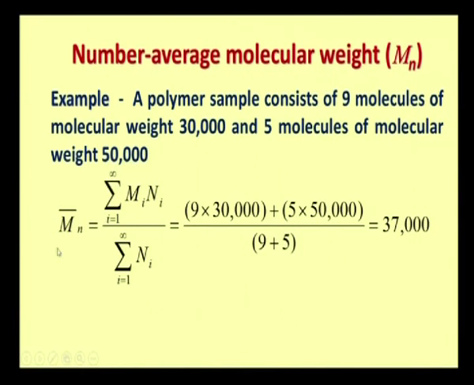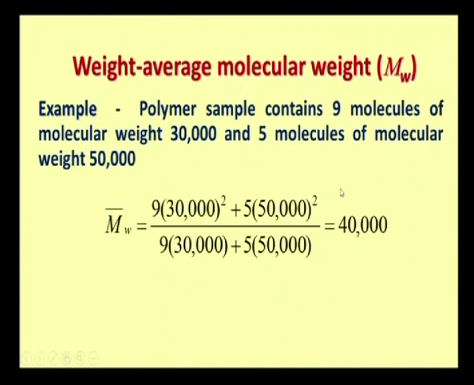Now, by making use of the basic formula, Mn bar, number average molecular weight, is given by sigma NiMi, which is nothing but 9 into 30,000, where 9 is the N1 and this is your M1, plus N2 M2, where 5 is the number of molecules containing 50,000 molecular weight, whole divided by total number of molecules, which is nothing but 9 plus 5. So directly this gives an answer of 37,000. So 37,000 is the number average molecular weight of this polymer sample. This could be extended to any numbers if you know the different numbers of molecules having different molecular weights in a particular polymer sample.